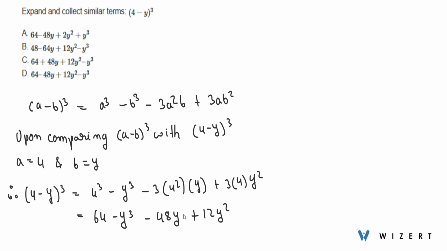Okay, so let's rearrange the terms. So 64 minus 48y plus 12y square minus y cube will be our required answer. So how have we arranged the terms? We have arranged the terms in the ascending order of the degree. So this term over here has degree equals 0, this has degree equals 1, 2, and this last term has degree equals 3.